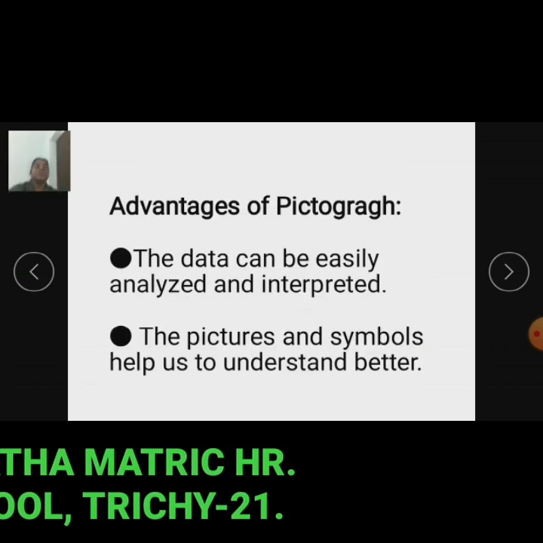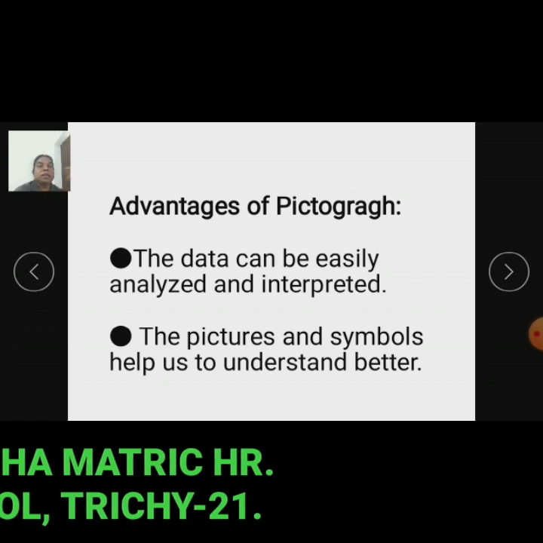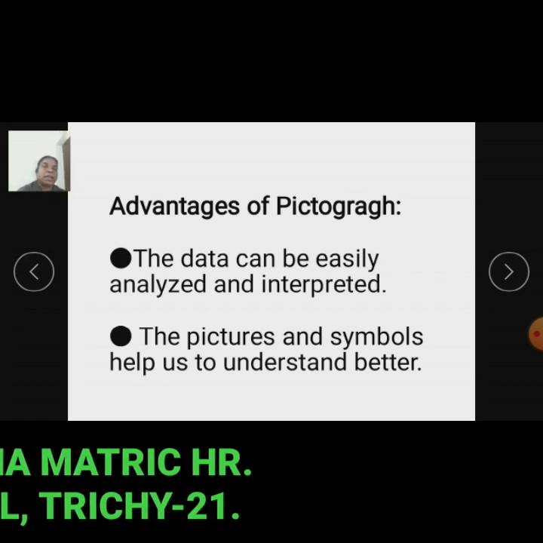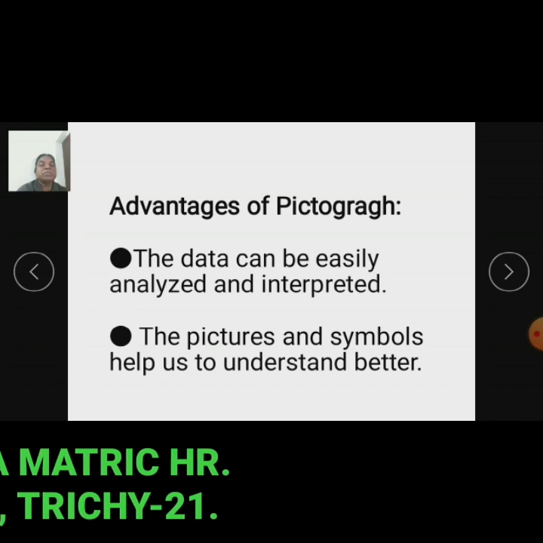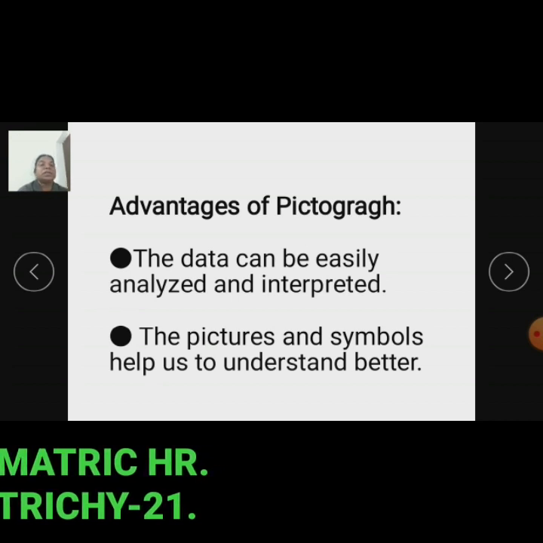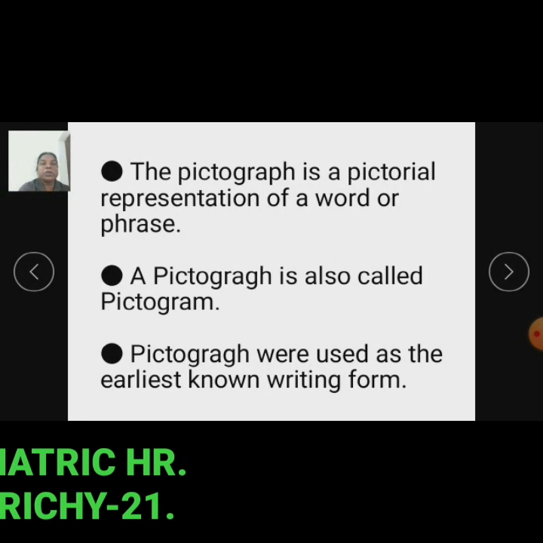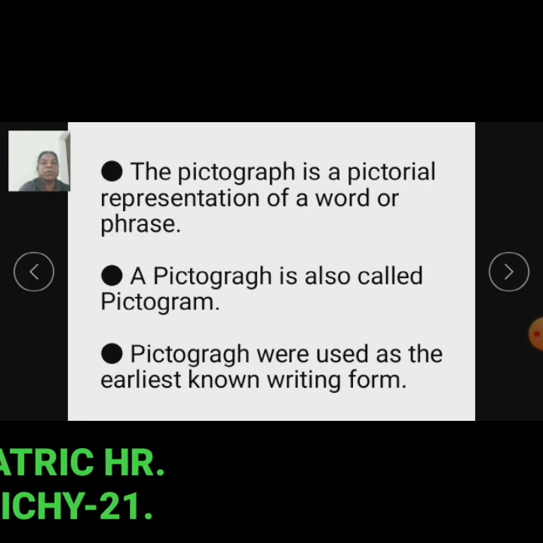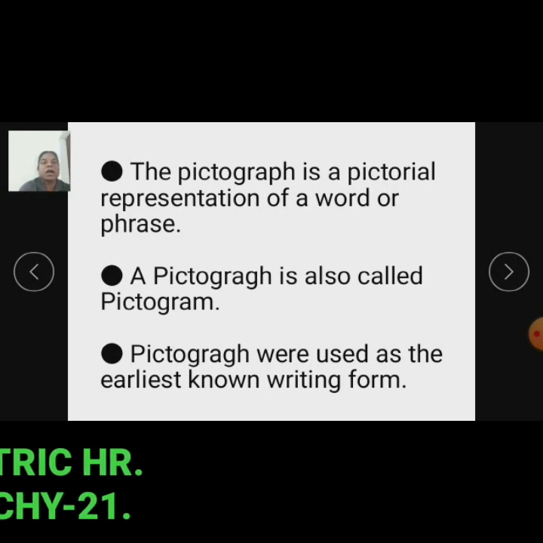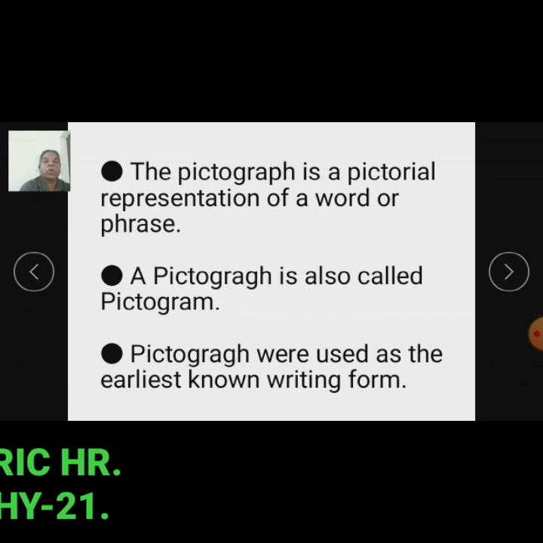Next, advantages of pictograph. The data can be easily analyzed and interpreted. The pictures and symbols help us to understand better. The pictograph is a pictorial representation of a word or phrase. A pictograph is also called pictogram. Pictographs were used as the earliest known writing form, examples having been discovered in Egypt and Mesopotamia in 3000 BC.